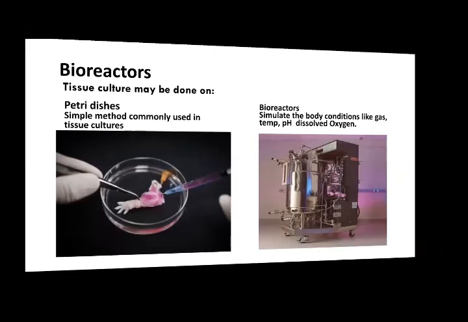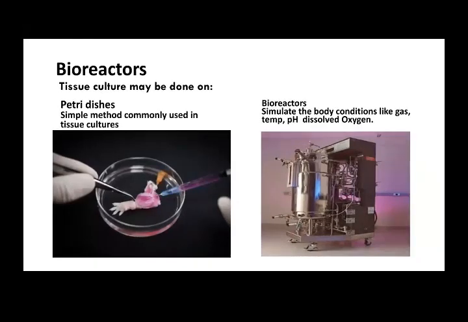Tissue culture may be done on petri dishes, a simple method commonly used in tissue cultures. Now, bioreactors simulate the body conditions. There are different things that it can simulate, like the gas, the temperature, pH, and the amount of oxygen.